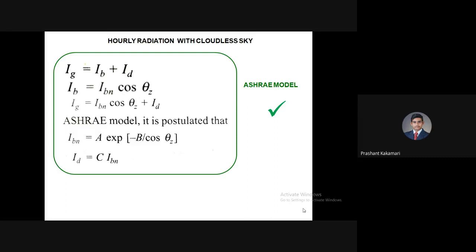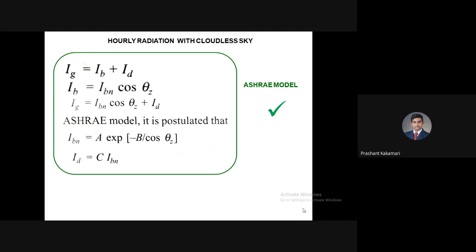And in this, what the ASHRAE model has given is that they also found out some constants. They also prepared a chart of different locations or different cities where engineers or other people can plan to set up solar plants. So they also gave some constants, from which one can find out whether beam radiations are more or diffuse radiations are more.